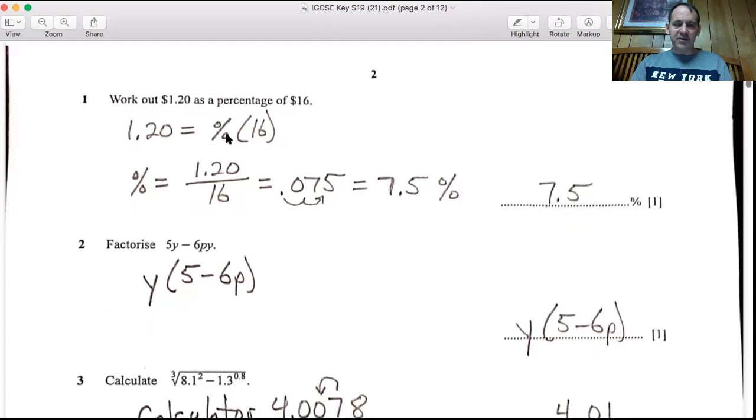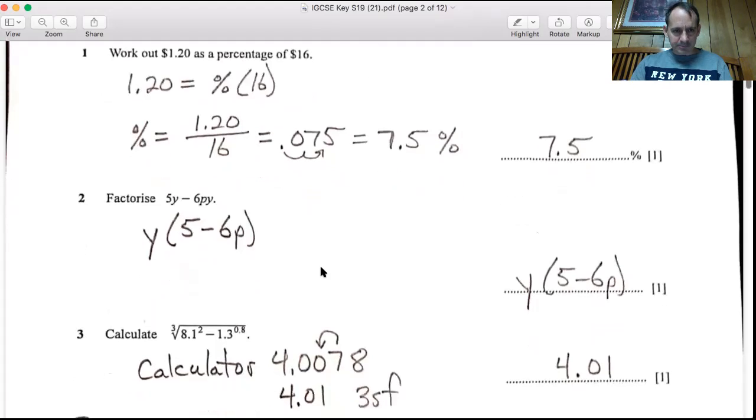So to solve for this percent sign, we're going to divide by 16. And then when you do that on your calculator, you get 0.075. And because we want it as a percent, not as a decimal, we need to move it over twice to the right, which gives us 7.5%. And then you just write that in the answer there.